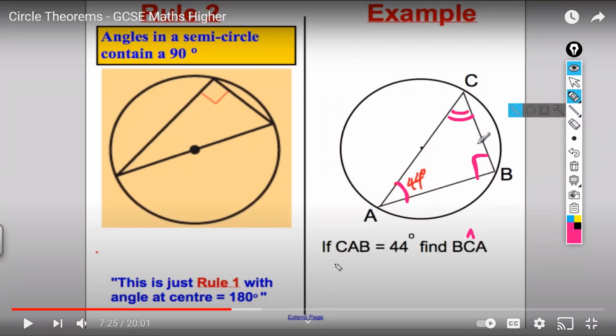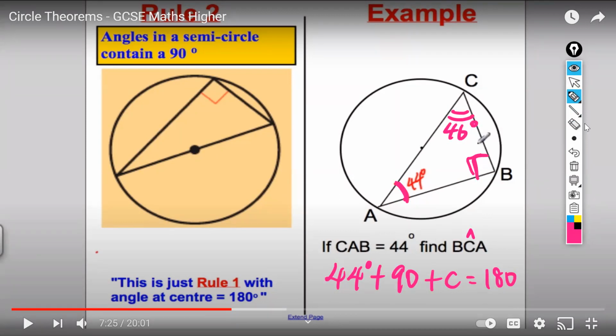And the reason why it would be 46, guys, is because 44 degrees plus 90 degrees plus this angle up here, let's call it C, should be equal to 180, right? Make sense? So guys, 180 minus the 90 degrees minus the 44 degrees will give us 46 degrees, right? So up here has to be 46 degrees if here is 44 degrees, because angles in a triangle add up to 180, right? So 46 plus 44 would give us 90. 44 plus 46 plus 90 would be equal to the 180. Cool?